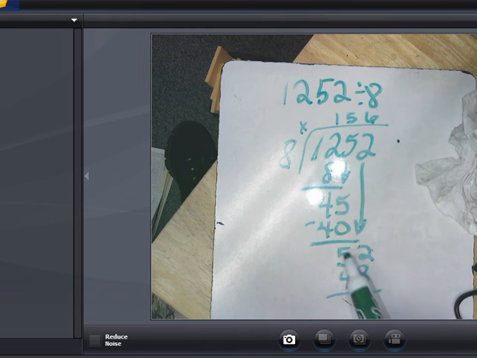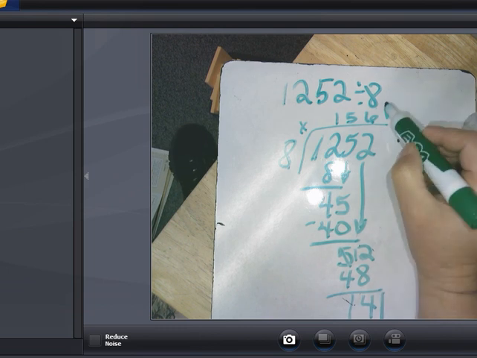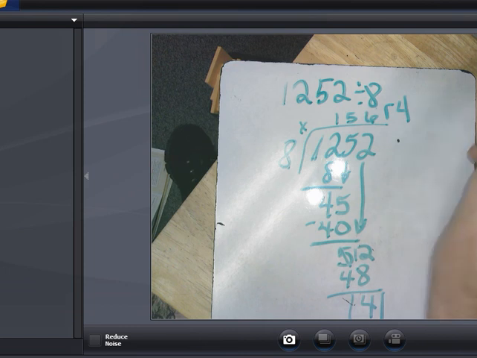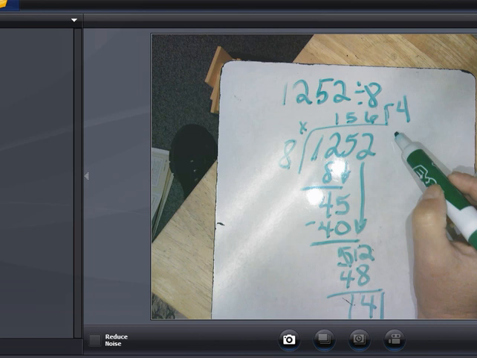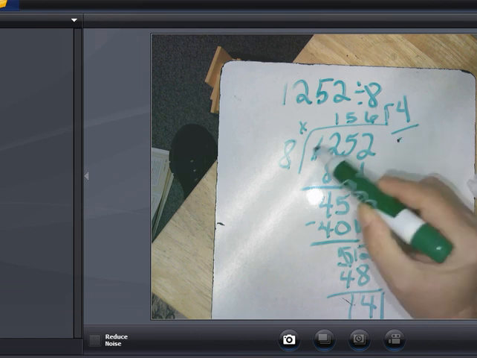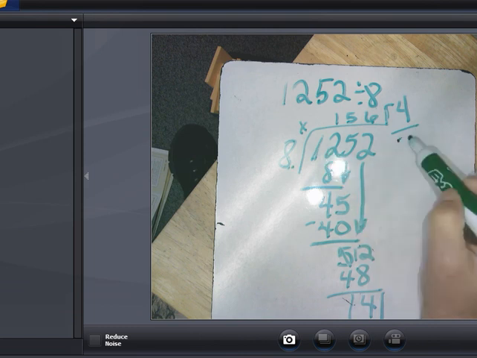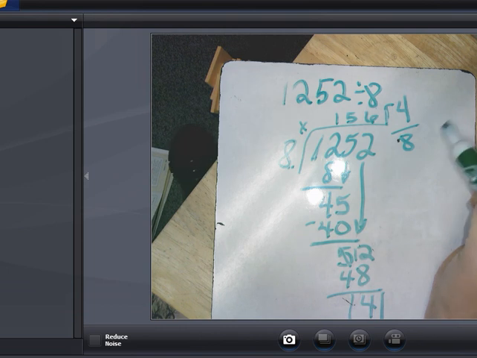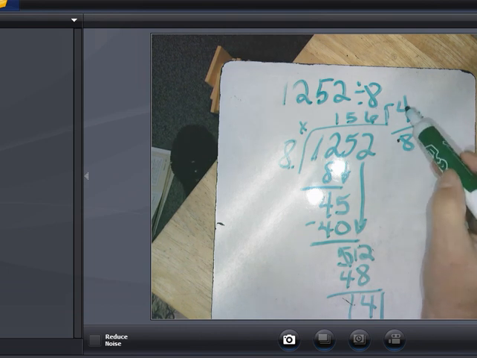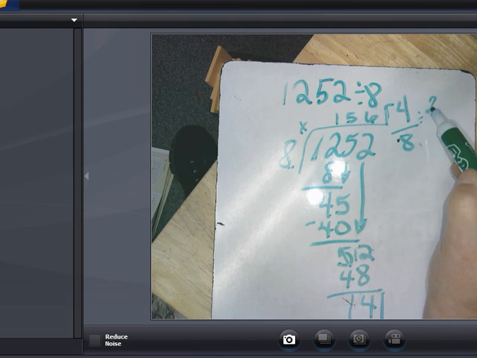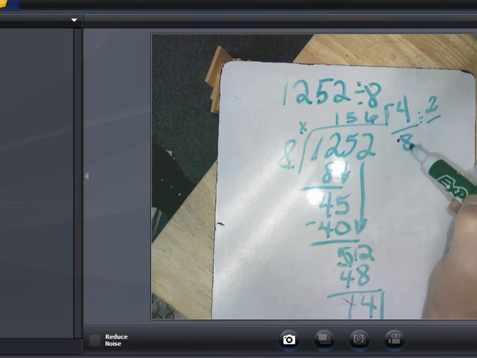I have to borrow 4. So I have a remainder of 4 left over. Now we can make that a fraction. So remainder 4 out of my divisor, 8. Now these are even numbers, so I know they both can be divided by 2. So 4 divided by 2 is 2, and 8 divided by 2 is 4.